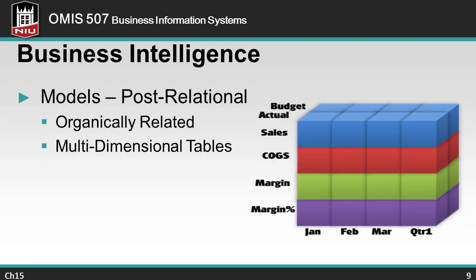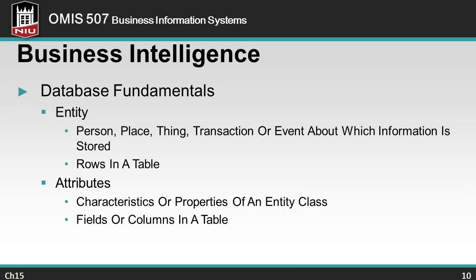The latest data model is post-relational and is organically related with multi-dimensional tables, offering a higher level of flexibility, and as a result can model increasingly complex data. The database structure includes entities, which are persons, places, things, transactions, or events. Each entity generally fills one row in a table. For each activity, attributes are captured, which are the characteristics or properties of an entity. These attributes fill the fields or columns in a table.